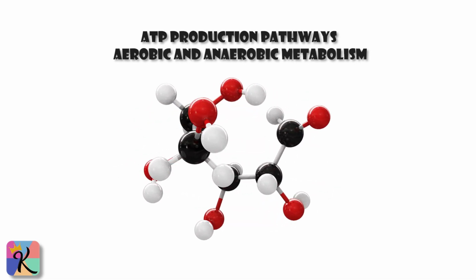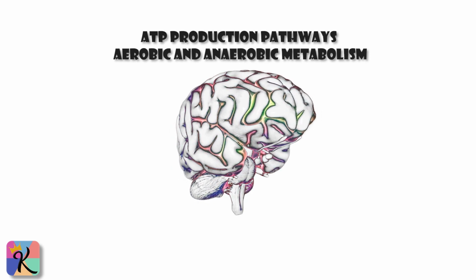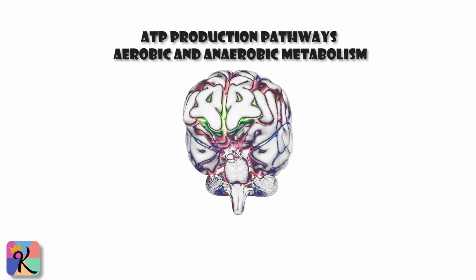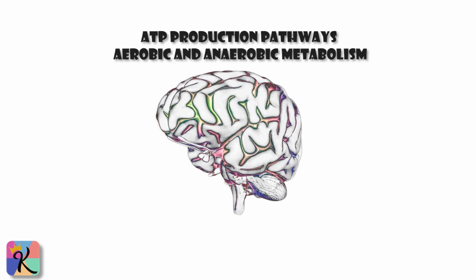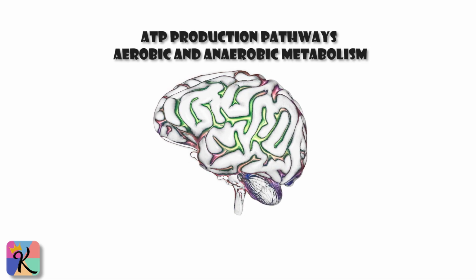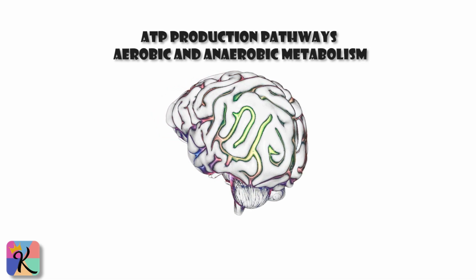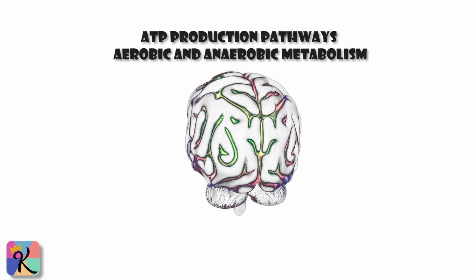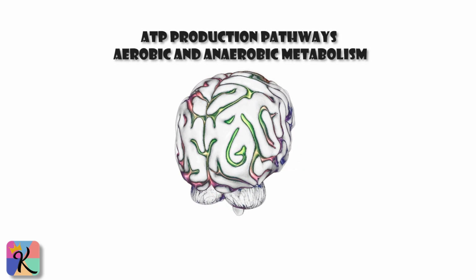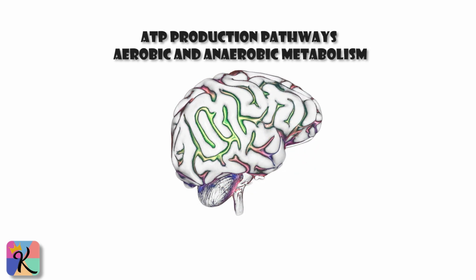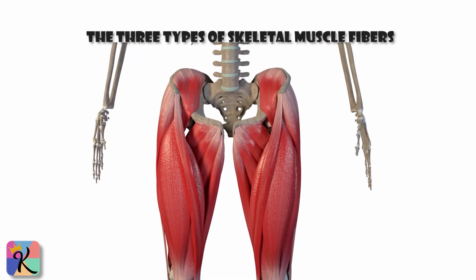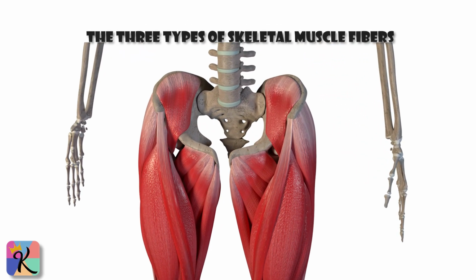The second pathway is anaerobic glycolysis. This occurs in the absence of oxygen and is much quicker but less efficient, producing only 2 ATP per glucose. In this process, pyruvate is converted into lactic acid, which enters the bloodstream and travels to the liver for conversion back into glucose through a process called the Cori cycle. Let's delve deeper into each type of muscle fiber and understand their unique characteristics.